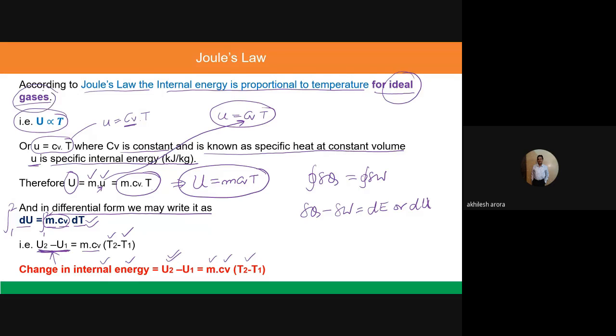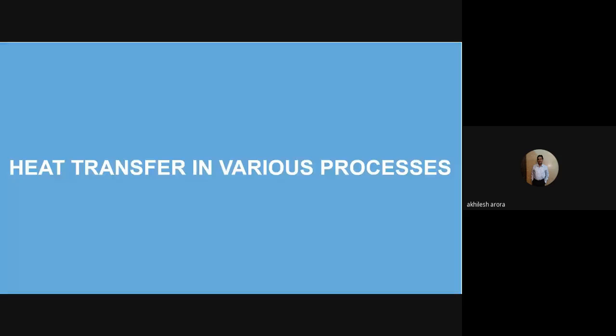Ideal gases, not real gases. There could be real gases also. Real gases behave in a real manner. Not all gases are ideal gases. And for the ideal gas, we use the equation PV is equal to mRT. So now let us proceed to the next topic, heat transfer in various processes.